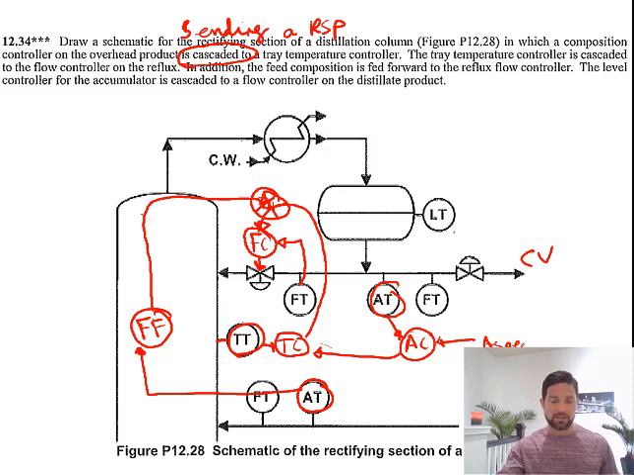All right, so here we have composition cascaded to the tray temperature, which is cascaded to the flow. So if this temperature doesn't change at all, then all of the control comes from the feedback control. If everything is operating at its right set point and we see that the composition of the feed changes, we know that this feed forward is going to have to tell this valve to open or close.